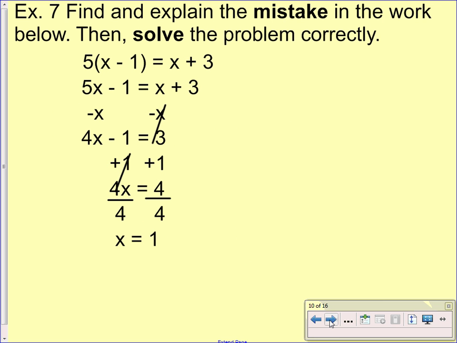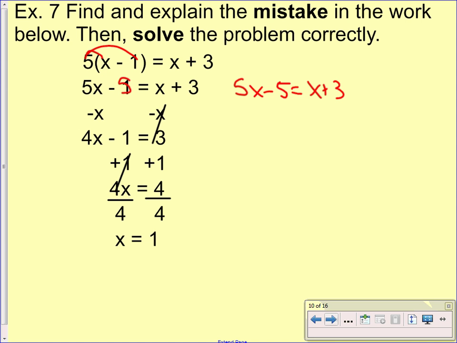Example 7, find and explain the mistake in the work below, then solve the problem correctly. First step, I notice I need to distribute. And in that next line, that's where the mistake is. It should be 5x minus 5. The 5 needs to be distributed to the x and the negative 1. So when I redo the problem, I get 5x minus 5 equals x plus 3.